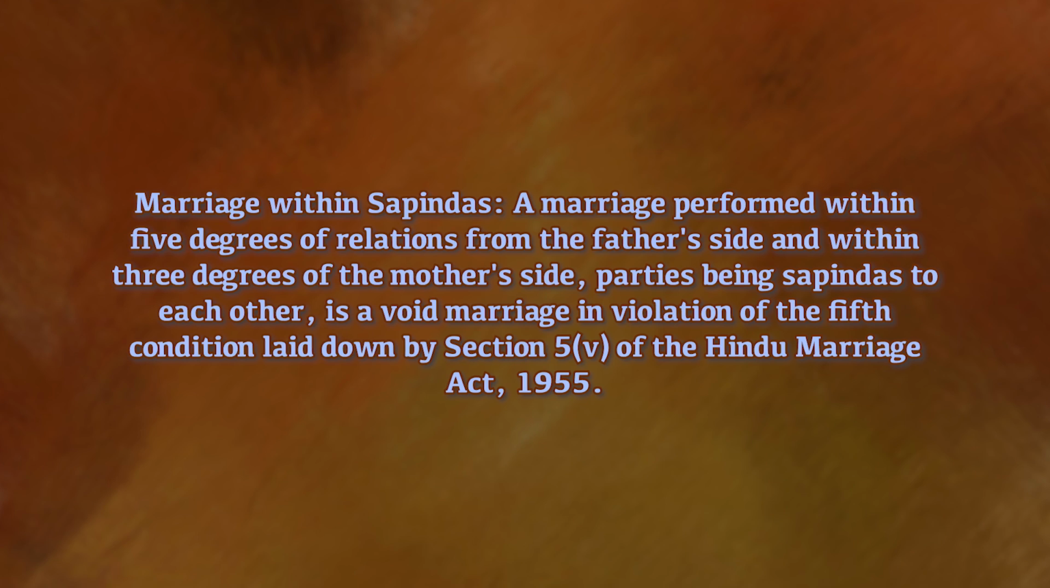Next is marriage within sapindas. A marriage performed within 5 degrees of relations from the father's side and within 3 degrees of mother's side, parties being sapindas to each other, is a void marriage in violation of the 5th condition laid down by Section 5, Clause 5 of the Hindu Marriage Act 1955.